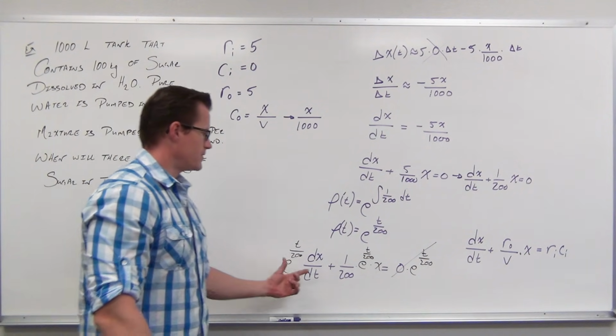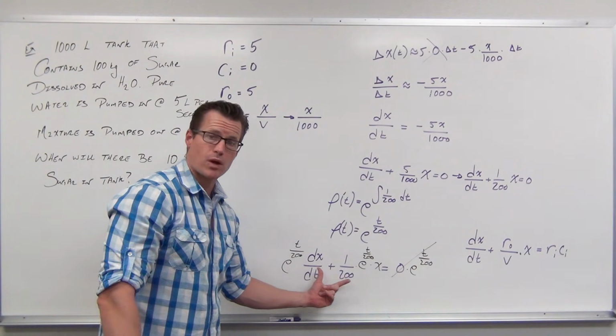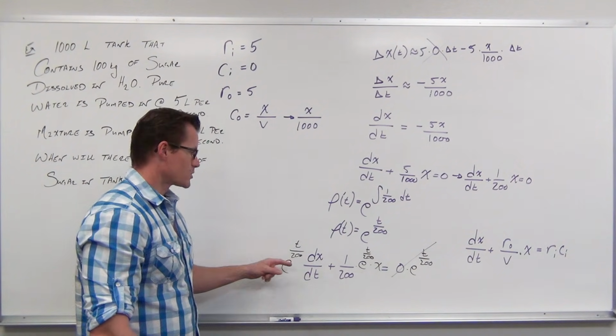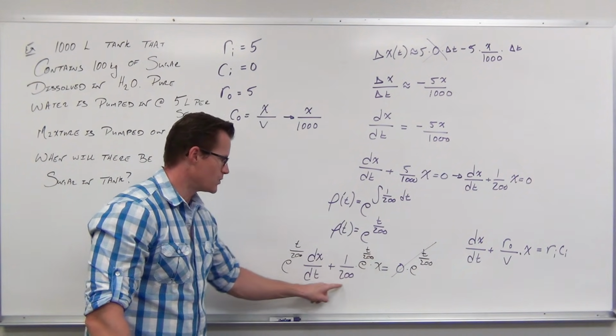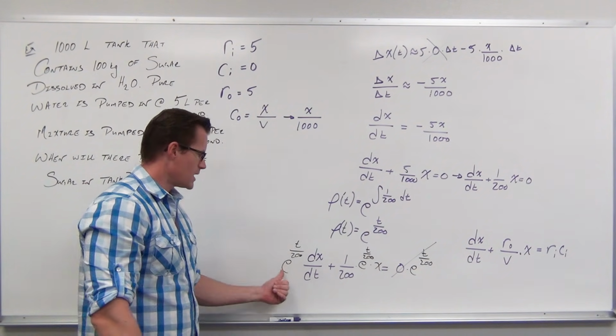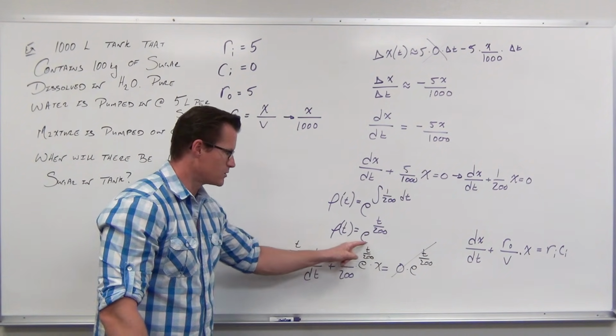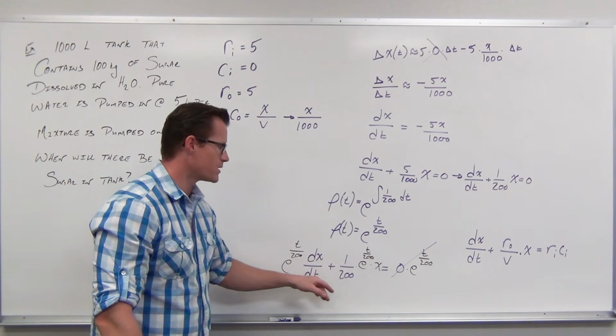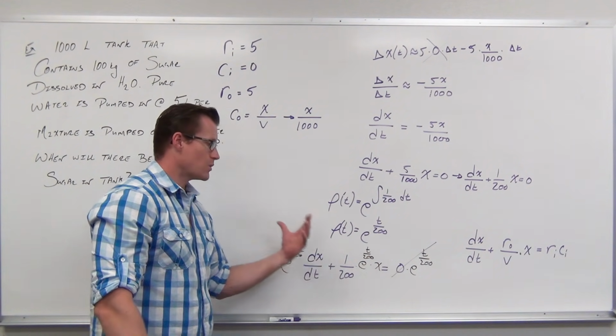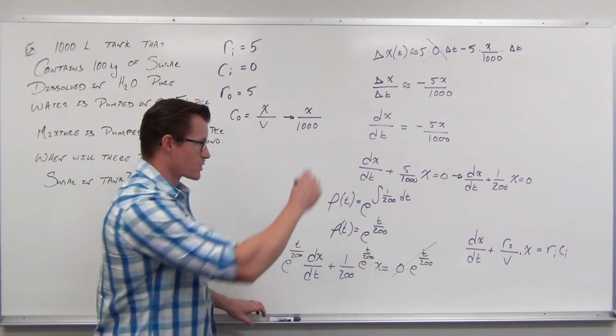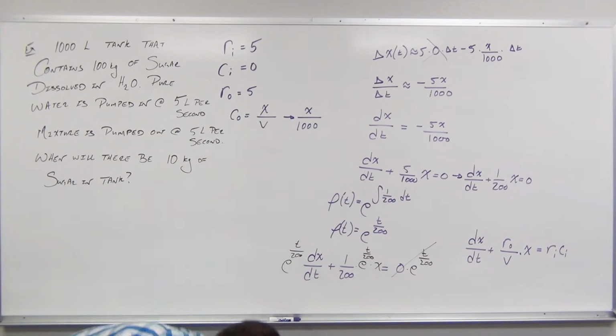On the right-hand side, 0 times anything is 0. On the left-hand side, this is now the result of some sort of product rule on a product. And let's double check. Is this the derivative of this? And sure enough, it is. E to the t over 200 comes back. The derivative of t over 200 is 1 over 200. We have our x. So this is the result of some sort of product rule, which we're going to write over on the right-hand side.